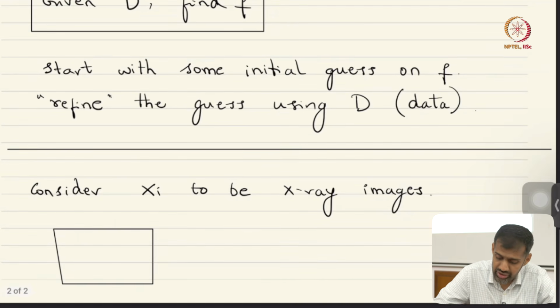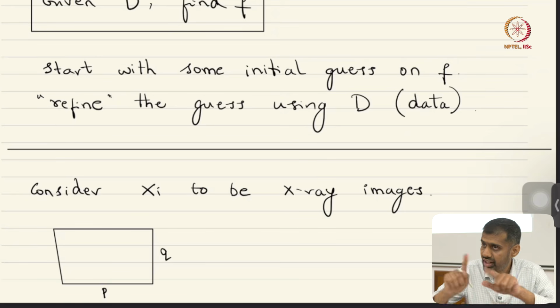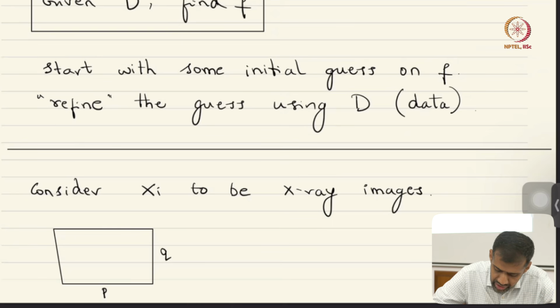Okay, so now this is an X-ray image. So what we have is P pixels here and Q pixels here. So what is a pixel? When you represent an image in a computer, in a digital system, what you get is a matrix, right? Each of the elements of this matrix is a number between 0 and 255 if you are looking at an 8-bit image.